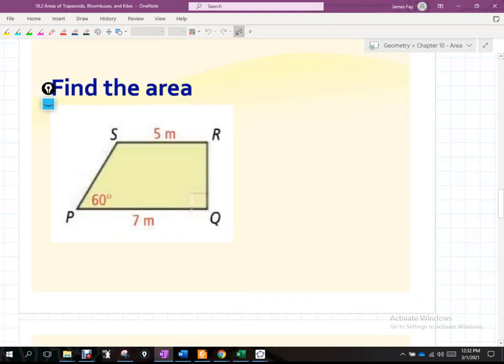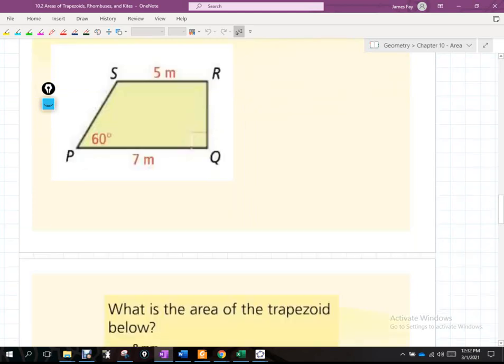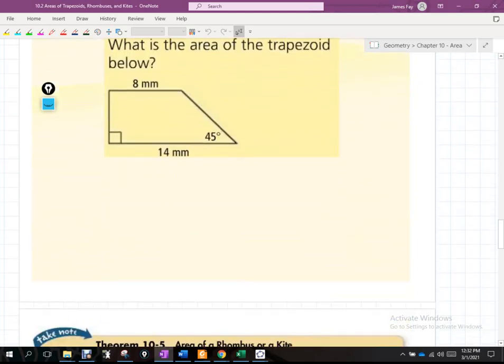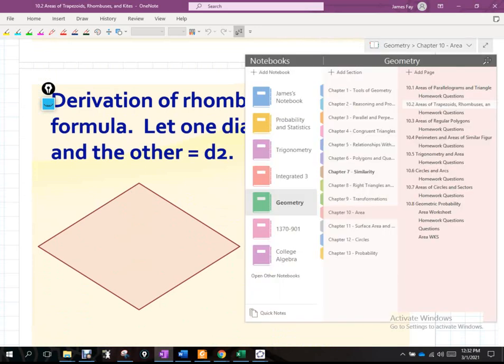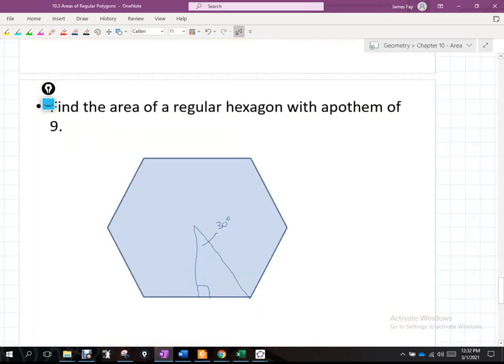We get to 10.2, areas of trapezoids, 60-degree angle right there. So it's probably talking about a 30, 60, 90 triangle, 45-degree angle. Okay. So in order to understand these other topics, we're going to have to deal with 30, 60, 90, 45, 45, 90 triangles all year long, or for the rest of the year.